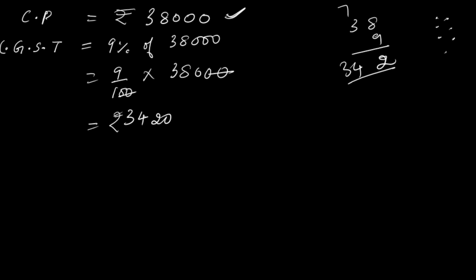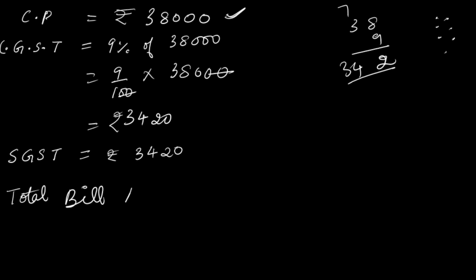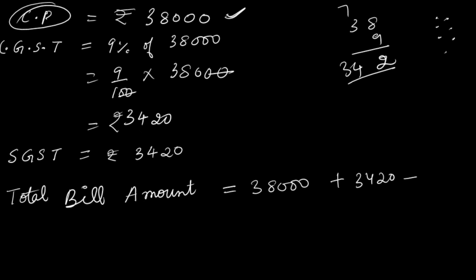3420. So same will be SGST also. Now total bill amount for this person we can find. Total bill amount it will be this price which the person has paid, that is 38,000 plus 3420. Add it and tell me what will be the final answer.